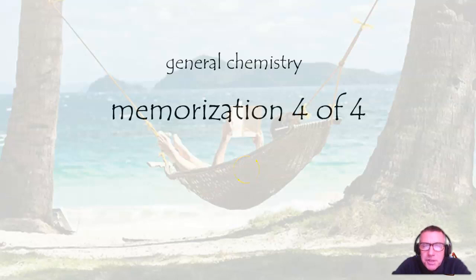All right, it's time for general chemistry memorization 4 of 4. This is the most important one. This is significant figures. This will show up in virtually every question that you're asked because so many of the general chemistry questions revolve around numbers. This is how to work with numbers in terms of determining the correct accuracy and precision. So let's begin.